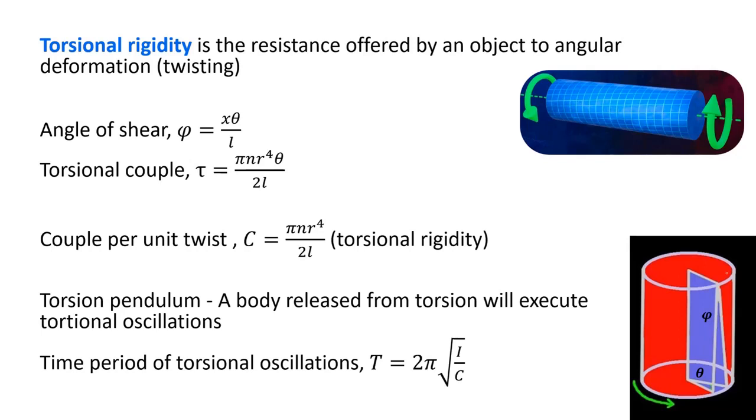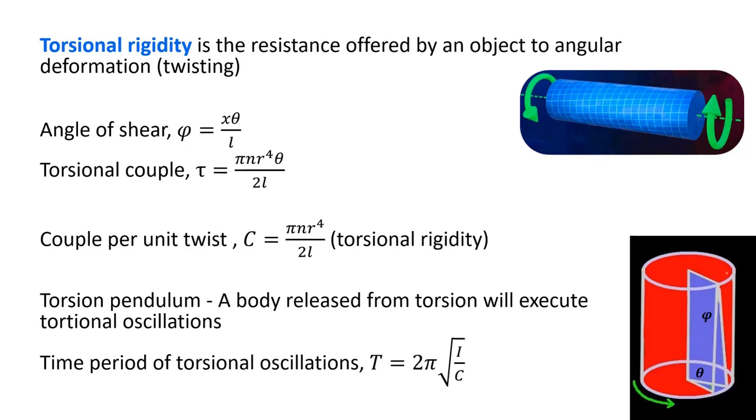And here we discuss two types of angles, that is angle of shear, phi, and angle of twist, theta. Angle of twist is the angle made at the bottom of the structural element, and angle of shear is made at the surface. It depends on how much the structural element has undergone a shear deformation.